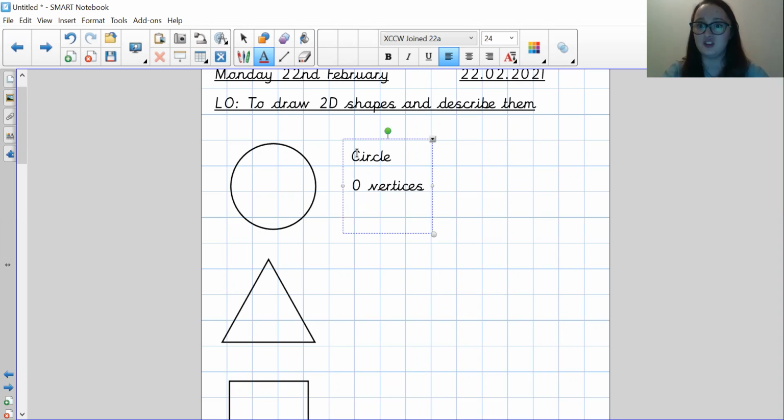Does it have any edges, any sides? Edges is the posh word, the mathematical word. It does have one edge, you're right, but it's a curved edge and it goes one edge all the way around, doesn't it? So I'm going to write one curved edge. Now, does it have any angles in this? It doesn't, does it? So we're going to leave it just like that.